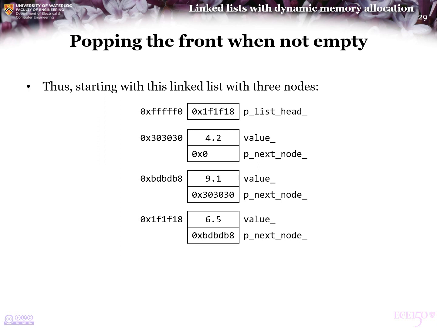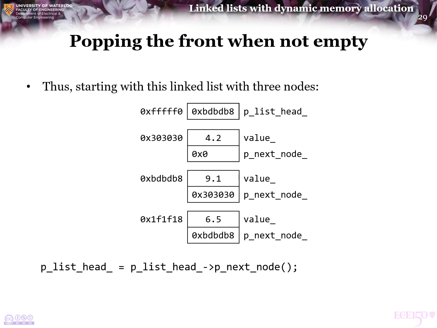All right, so let's see what happens when we execute this statement. Looking at the right-hand side, pointer to list head is an address. So to call a member function on an address, we use the arrow operator. So what we are doing is, given the address 1F1F18, we are calling the pointer to next node member variable of the object at that address. Well, the pointer to next node member variable is BD8, and so that is what will be returned, and that will be assigned to list head.